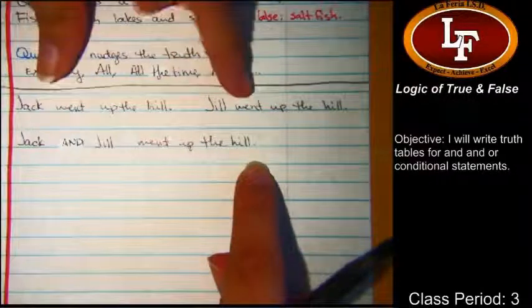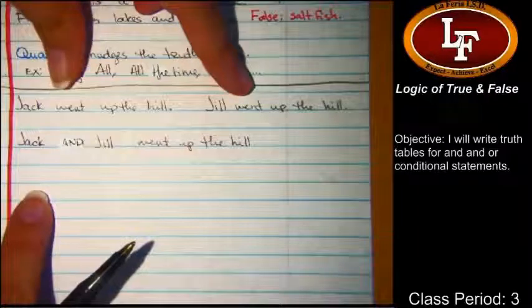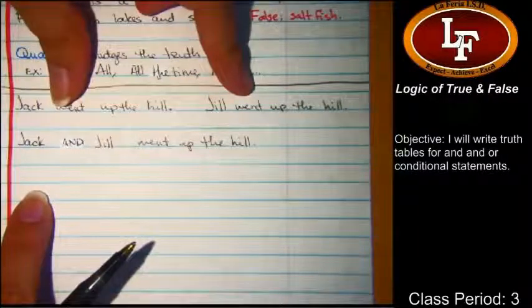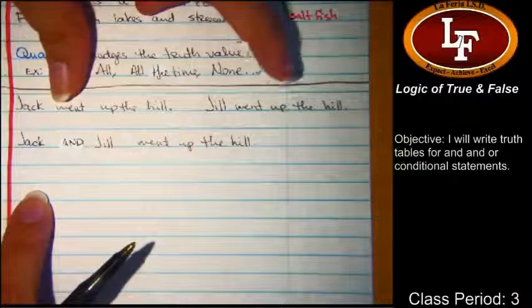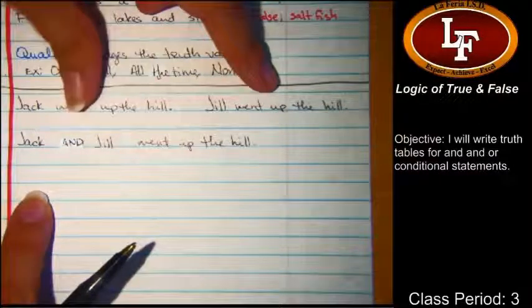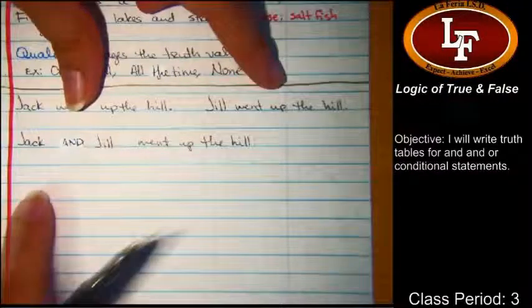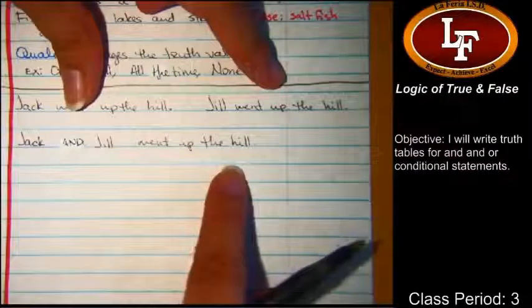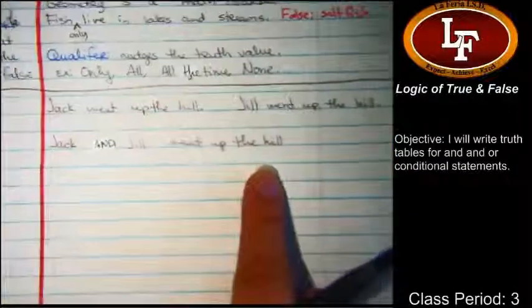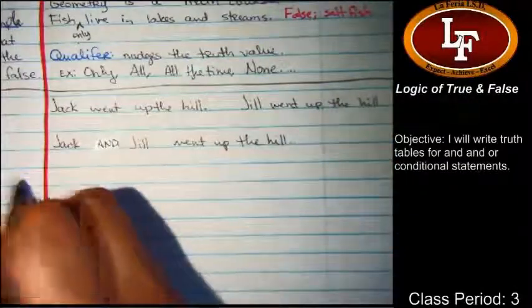If I break it into these two separate sentences and I say Jack went up the hill is false, and Jill went up the hill is true, so Jack did not go up the hill, Jill did, then the statement is now false, because they didn't both go up the hill. Fantastic.